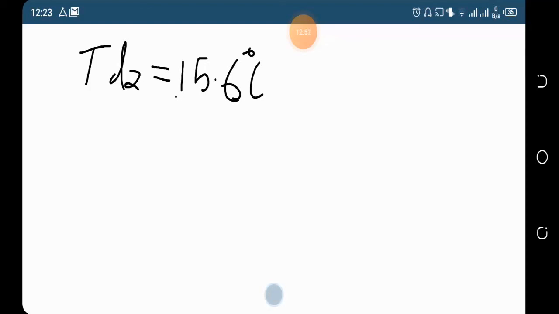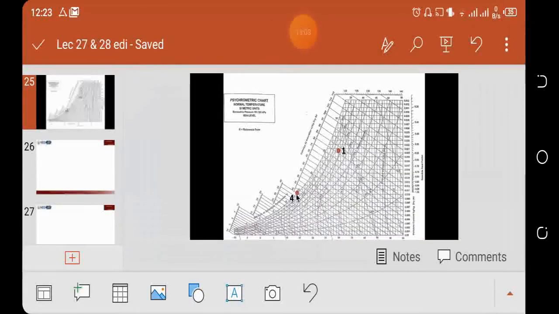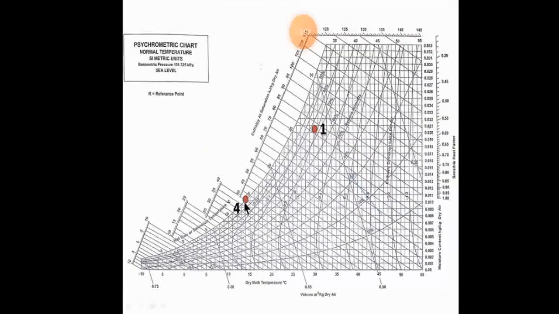Okay, now we have to calculate the cooling capacity of the cooling coil, and for that purpose we have to see a psychrometric chart.